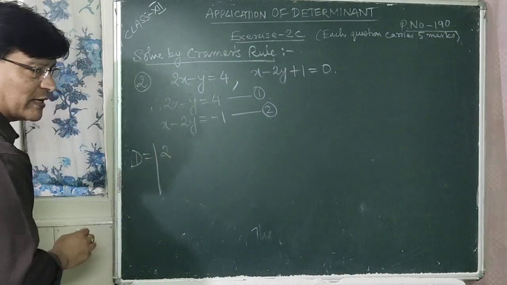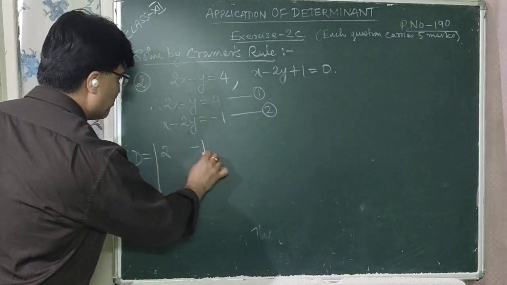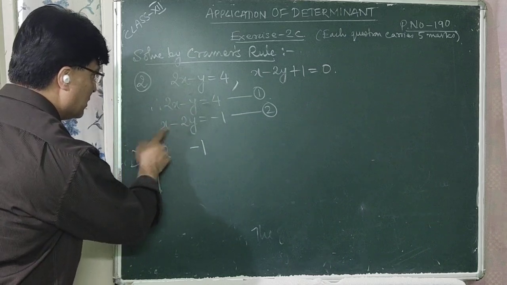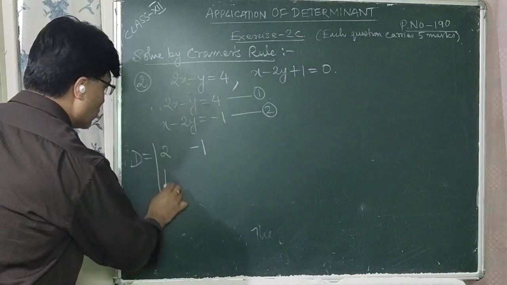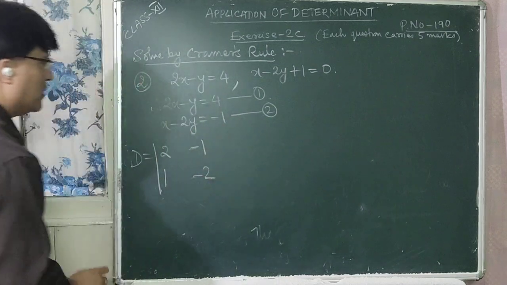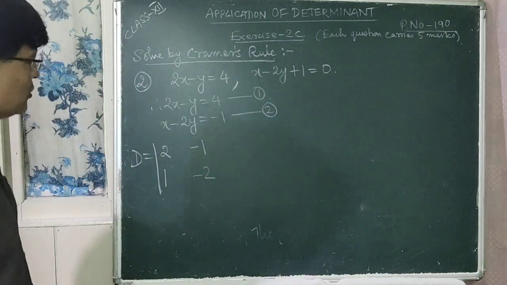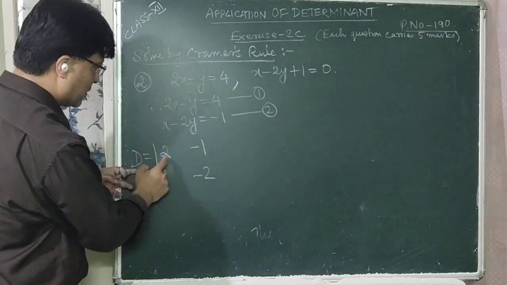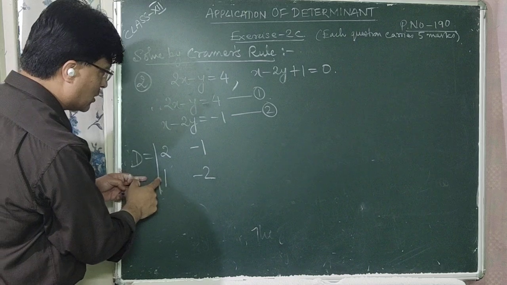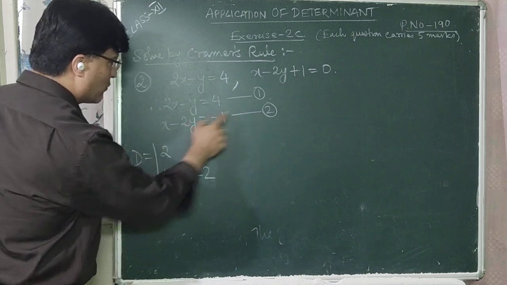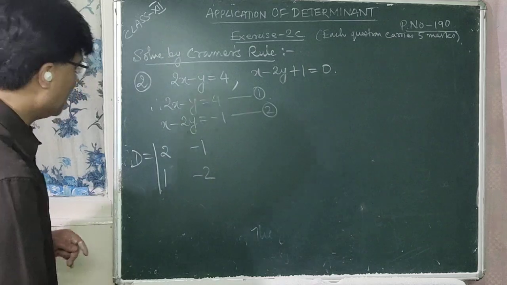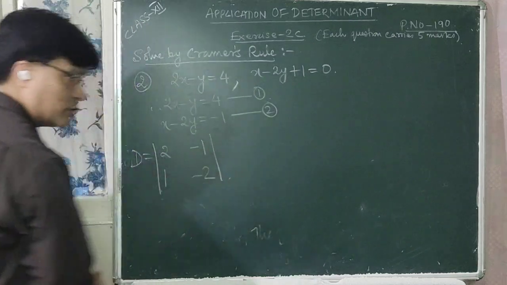The coefficient of x is 2. What is the coefficient of y? Minus 1, in the first row. What is the coefficient of x in the second equation? That is 1. What is the coefficient of y in equation 2? It is minus 2. That will be in the second row, right? That is 2, minus 1, the coefficients of x and y from equation 1, and 1, minus 2, the coefficients from equation 2. So the determinant sign is closed.